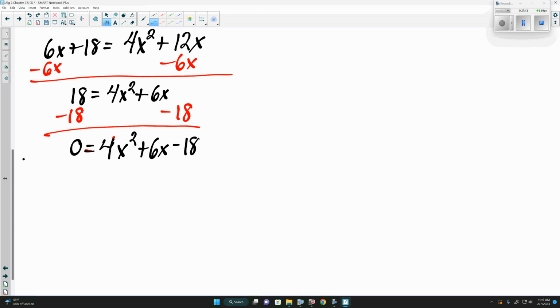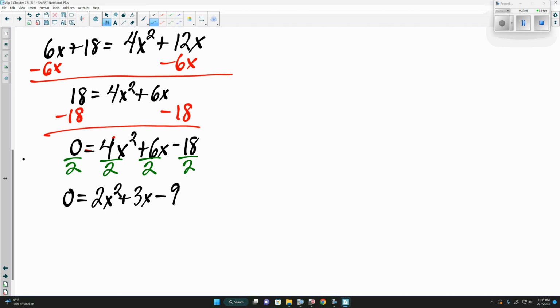Now we could go on to factor from here, but is there a greatest common factor between 4x squared, 6x, and 18? 2. If there is a numerical greatest common factor, a number, factor it out, divide it out. Numbers we can divide out when solving. If it's a variable, we have to factor it out. We can't just divide it out. 0 divided by 2 is 0. 4x squared divided by 2 is 2x squared. 6x divided by 2 is 3x, and 18 divided by 2 is 9.